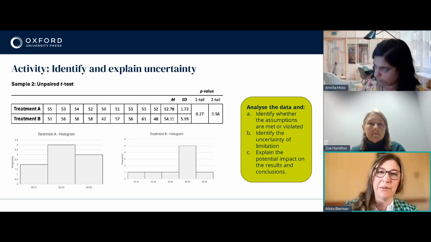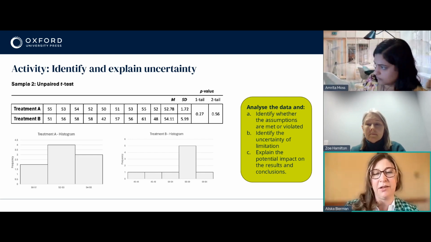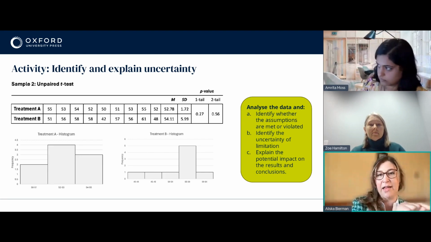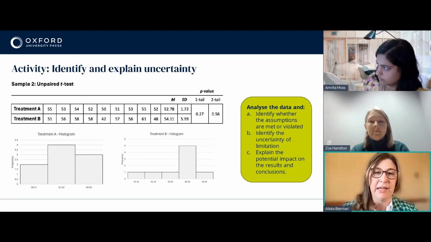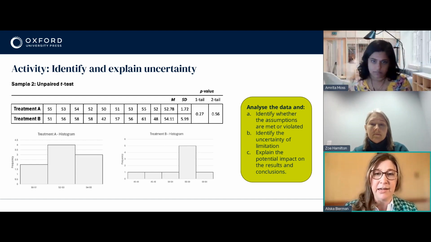The reason I wanted to include treatment B is to get you to put your student lens on. If students came to me and said, well, you've got this rise on the right-hand side and then it sort of teeters off to the left, and they were to reason that with me, I would accept them telling me that normality is violated. And that is because we're using histograms.